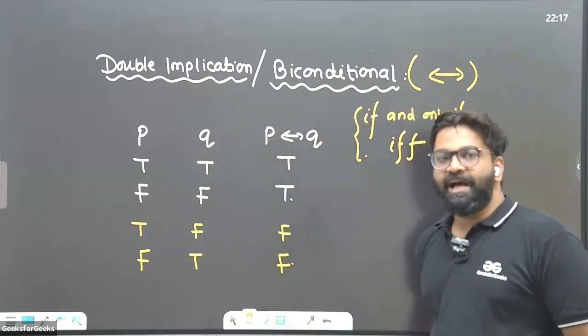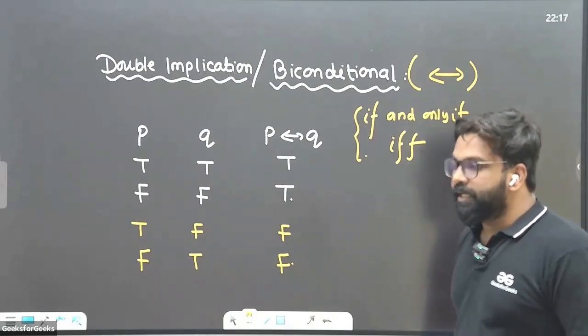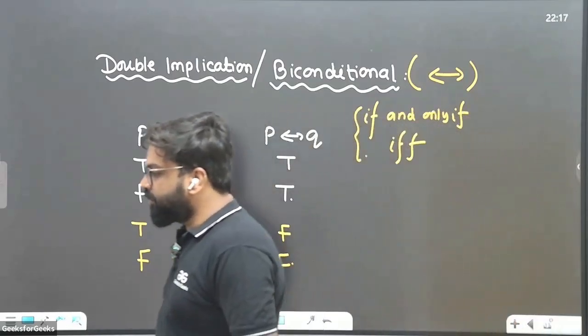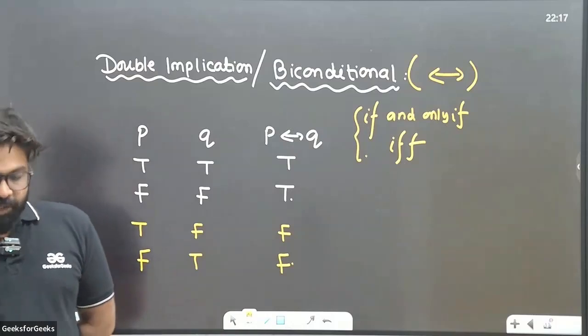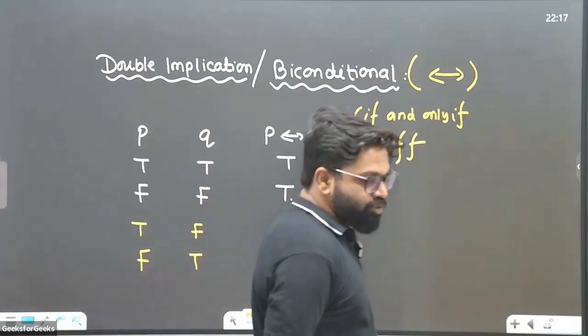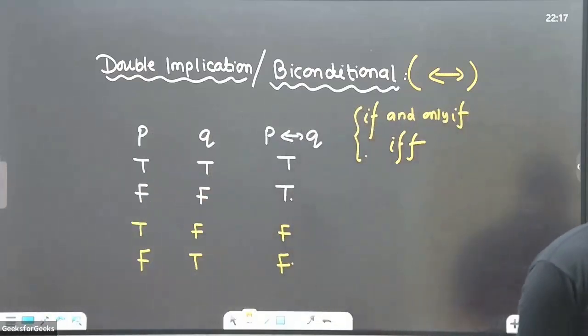So can I say another way of writing it in double implication, what is the requirement of this? In double implication, the requirement is basically that both should have the same behavior. Can I say like that? Yes or no? Can I say it should have the same behavior?